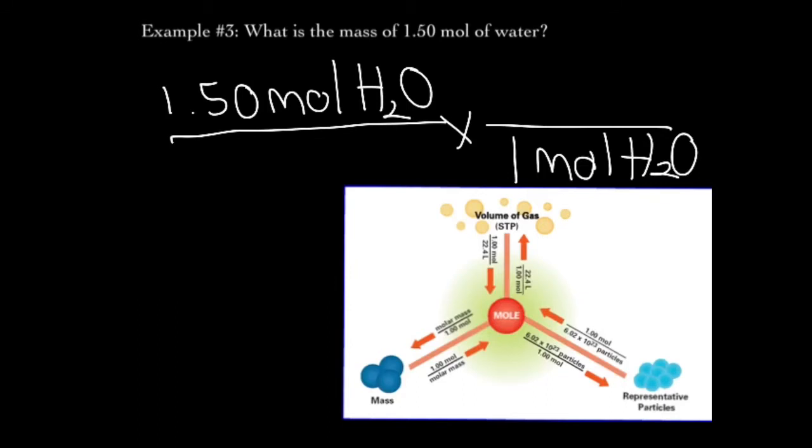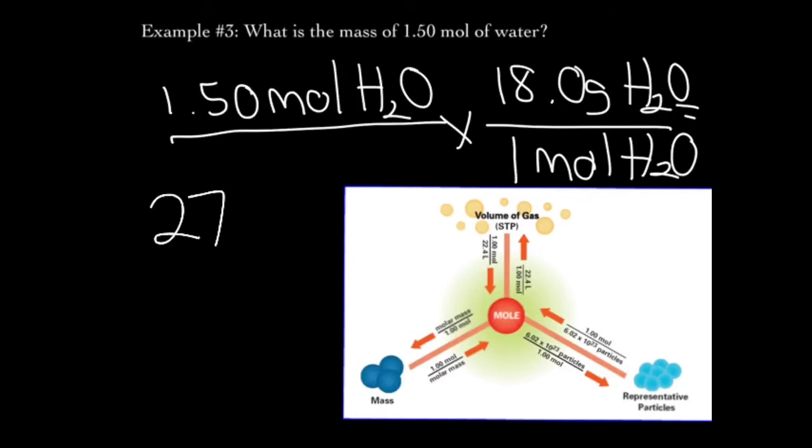Now in class you learned that the molar mass of water can be found by looking at the periodic table. When you add up 2 hydrogens and 1 oxygen, a mole of that equals 18.0 grams of H2O. And so we do the math in a calculator, and we'll figure out here what we can get. And so the answer comes out to 27.0.